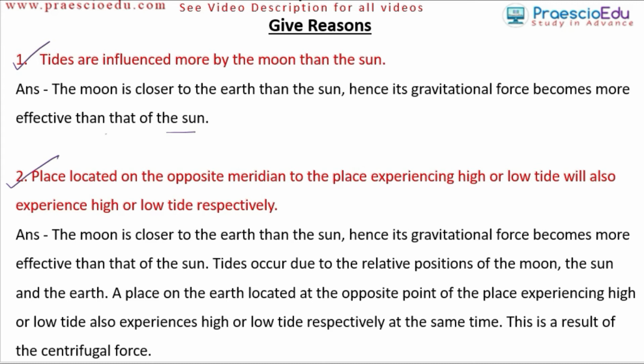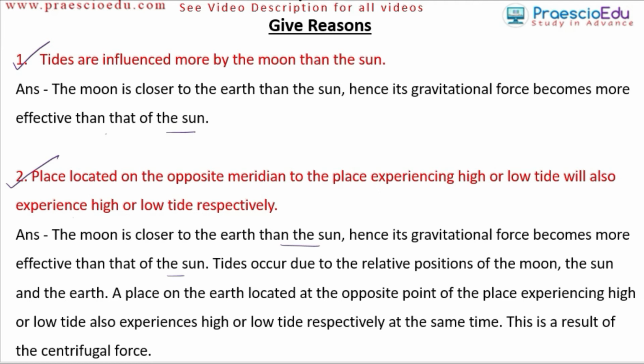Next question is place located on the opposite meridian to the place experiencing high or low tide will also experience high or low tide irrespectively. And the answer is the moon is closer to the earth than the sun. Hence, its gravitational force becomes more effective than that of the sun.